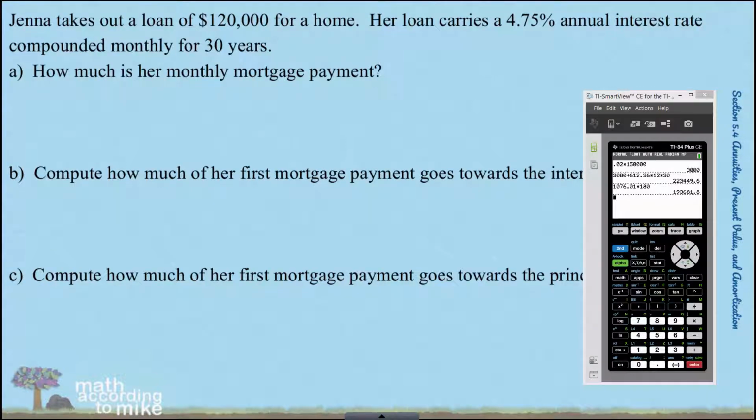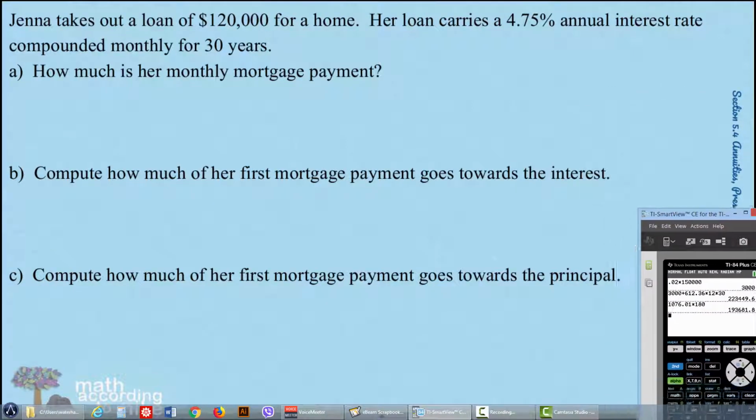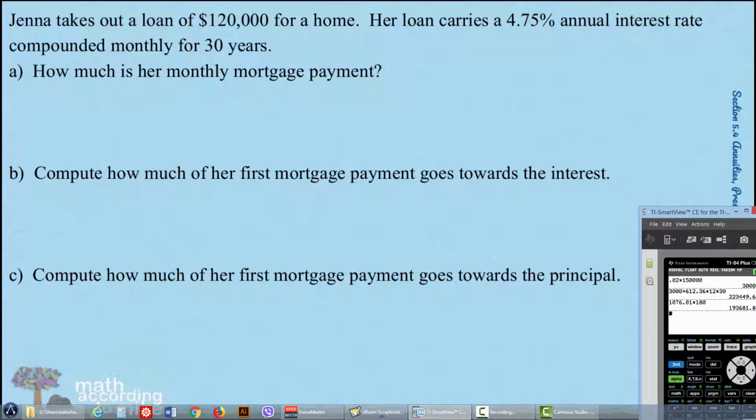Jenna takes out a loan of $120,000. The loan carries a 4.75% annual interest rate, compounded monthly for 30 years. We're going to figure out the mortgage payment, and then we'll figure out how much money goes towards the interest for that first payment and how much goes towards the principal for the first payment.